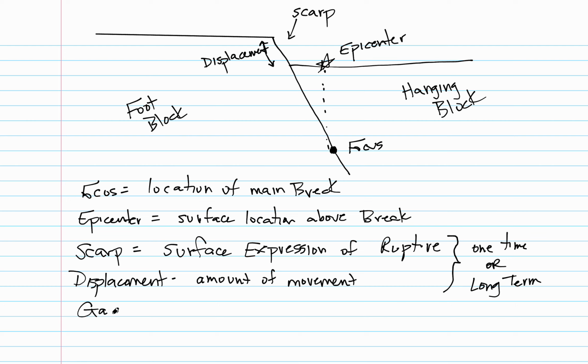Here's an interesting word I'll introduce. Gouge. That's like all the broken and shattered rock. I'm kind of stippling it in here along the fault. We're going to call this broken rock on fault surface. All right, that's some good vocabulary. I'll see you next time for a little bit more.